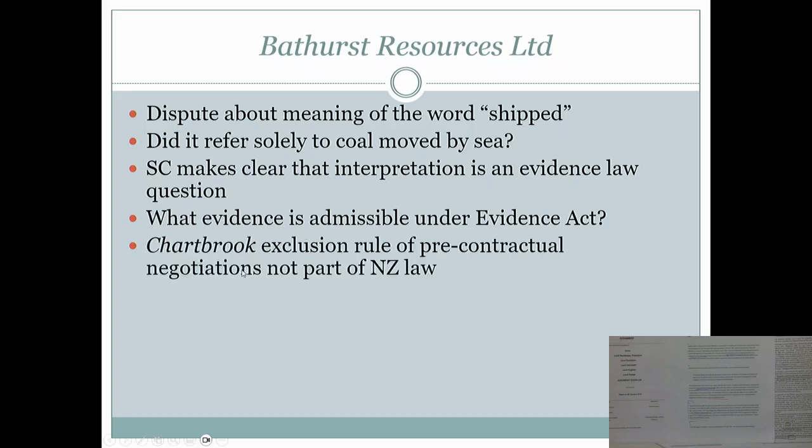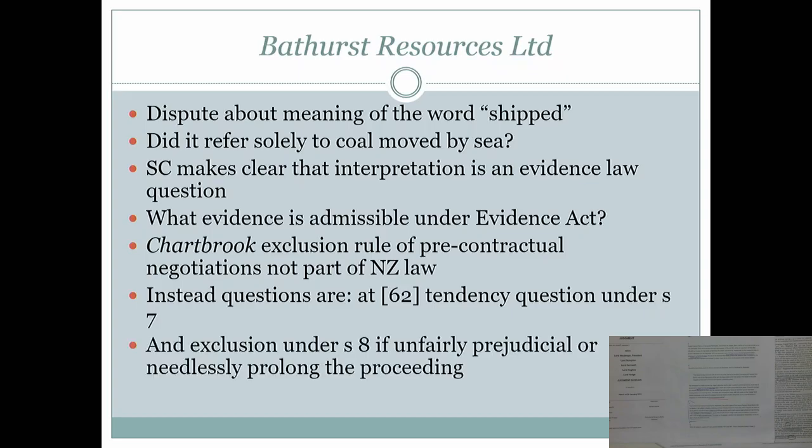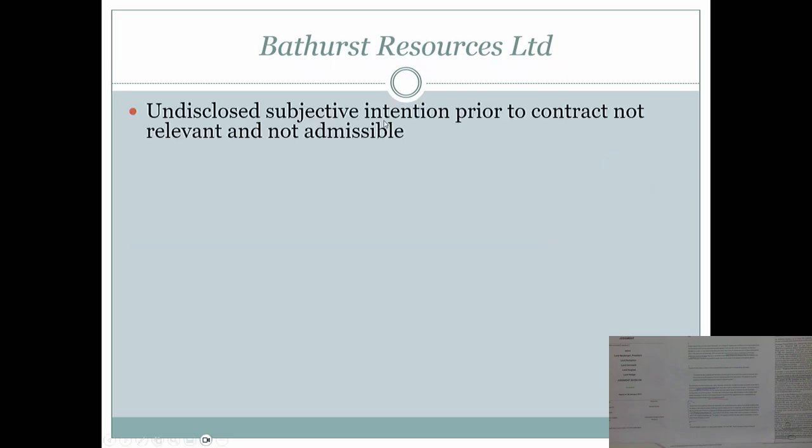So the exclusion rules to say that this evidence is excluded as a matter of law, for example, pre-contractual negotiations, that is no longer part of New Zealand law. There are no prima facie exclusions. Any evidence is able to be brought in if it has the tendency to prove the thing that you're setting out to prove. That is the meaning of the document. And as long as it's not unfairly prejudicial or would needlessly prolong the proceeding under Section 8. But if it tends to give you evidence of the question that the court's interested in, then it won't needlessly prolong the proceeding, it will needfully prolong the proceeding. So, the only exclusion after this is undisclosed subjective intention prior to the contract.